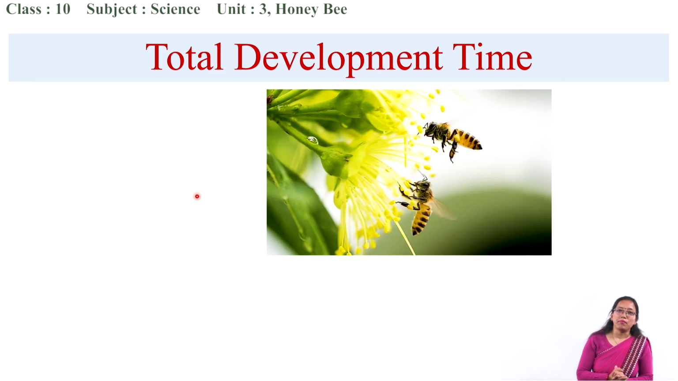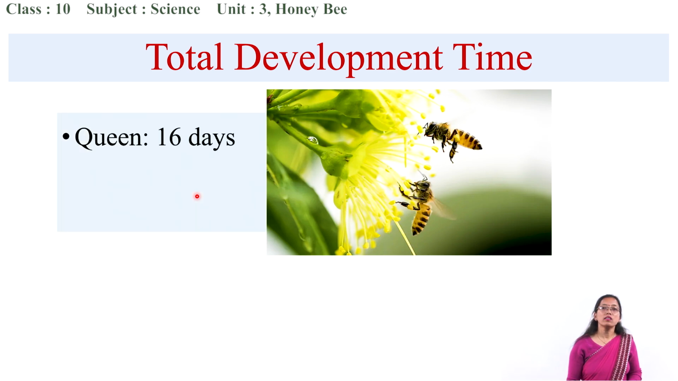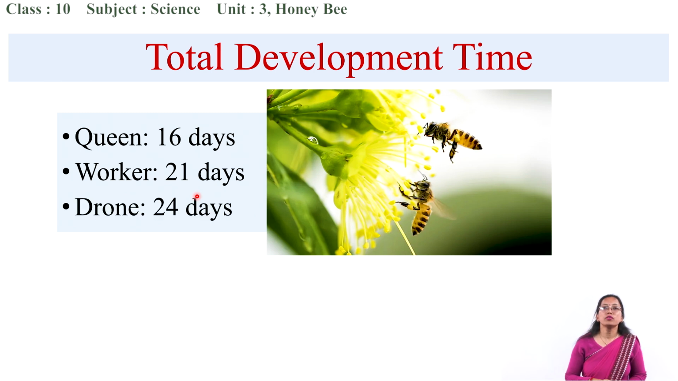Total development time. We just discussed the different stages of life cycle of honey bee. So, which bee completes its life cycle in how many days? Just take a look. Queen bee, just 16 days. Worker bee, 21 days. Drone bee, 24 days. That means the longest period takes which one? Drone bee. And shortest period is of queen bee. Worker bee about 21 days.